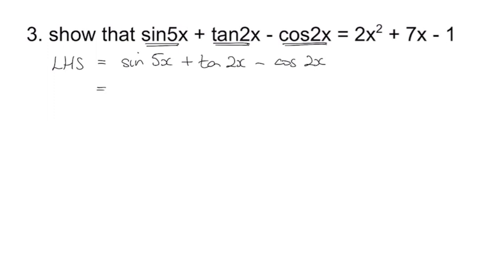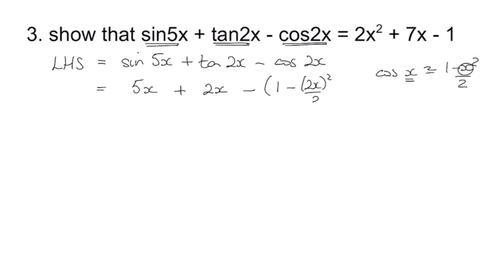So sine of 5x, well, we know that sine of x is approximately x, so sine of 5x will be approximately 5x. And we also know that tan of x is approximately x, so the tan of 2x can be replaced by just 2x. Now, this is the one that's the problem. Cos is always a problem, so it's minus 1 minus. Now remember that cos of x is approximately 1 minus x squared over 2. So we are replacing x by 2x.